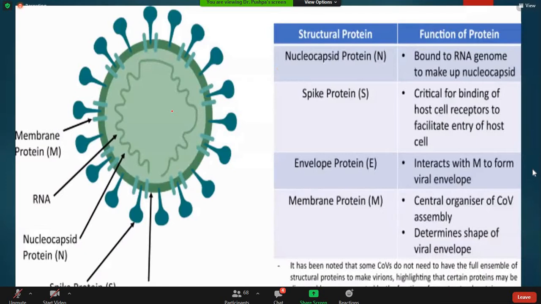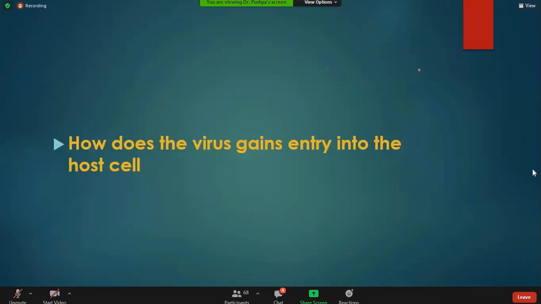And nucleoprotein is inside, and when the virus gains entry and controls the cellular mechanism, it directs the cell to transcribe, translate, and make more copies of itself until the cell is full of viral particles. So can you tell me, how does this virus gain entry into the host cell? Please answer in the chat.